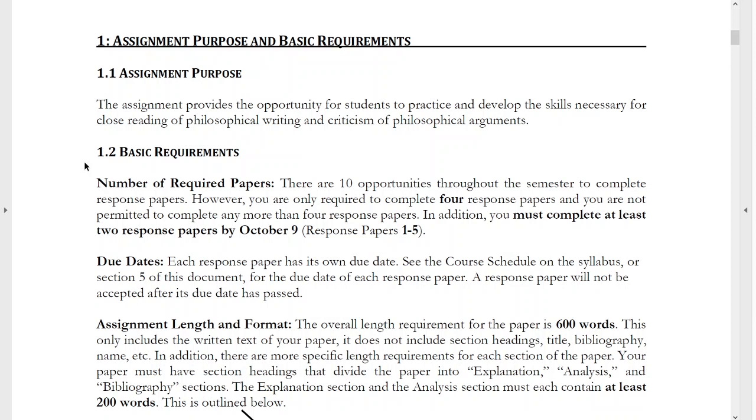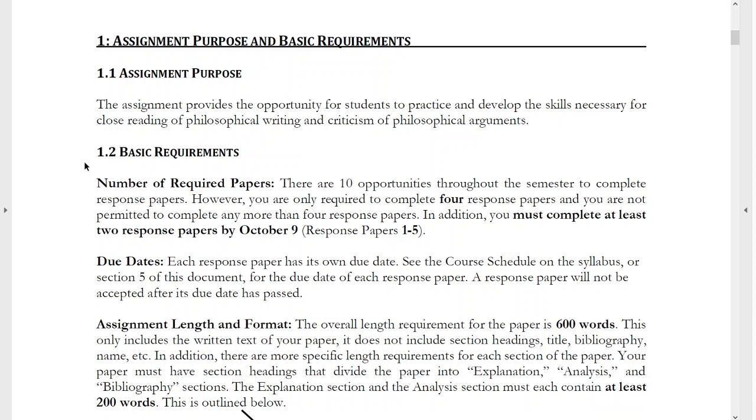So again, remember, these are intended to be practice, to help you develop the skills in philosophical writing and criticizing philosophical arguments. And these are skills that, given that this is an introduction to philosophy class, are probably foreign to you at this point. And so it's totally natural to expect that the quality of your work on the first response paper will not be as good as the quality of your work on the last one.